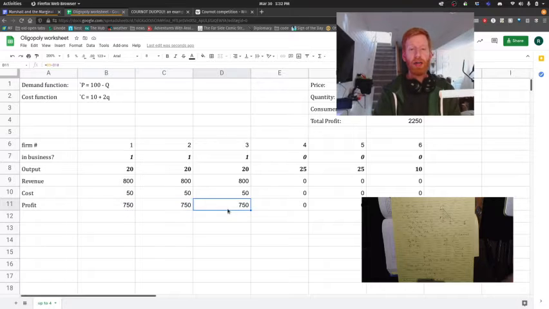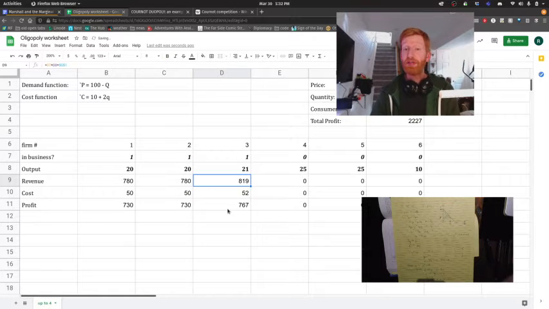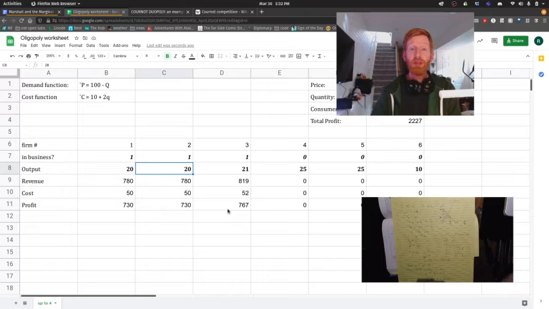And here is really where things get interesting, because we can ask a question like, well, what if this firm produces one more unit? They go from 750 to 767. Okay, so if that's the case, then it makes sense for them to do that. Well, how does this firm respond?